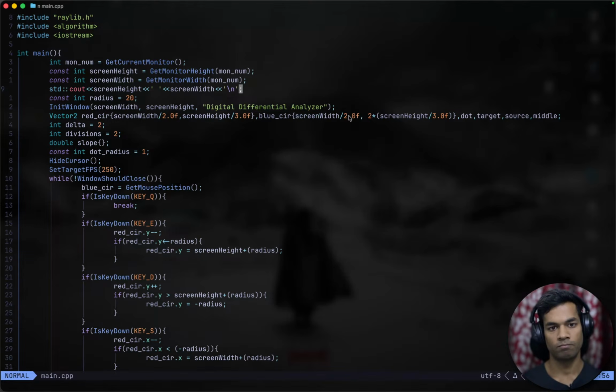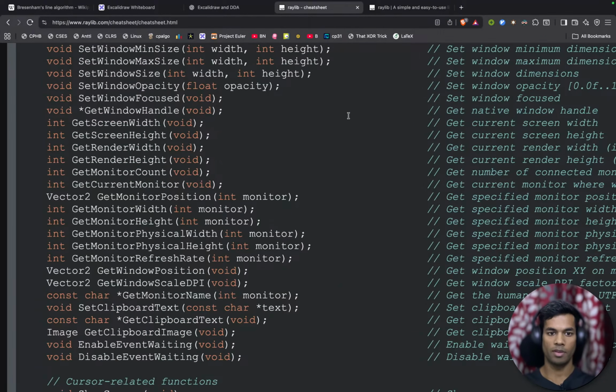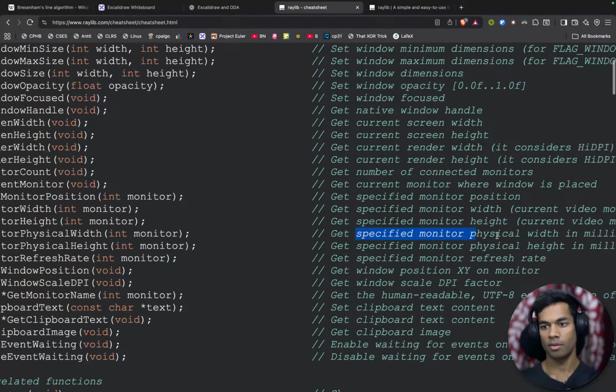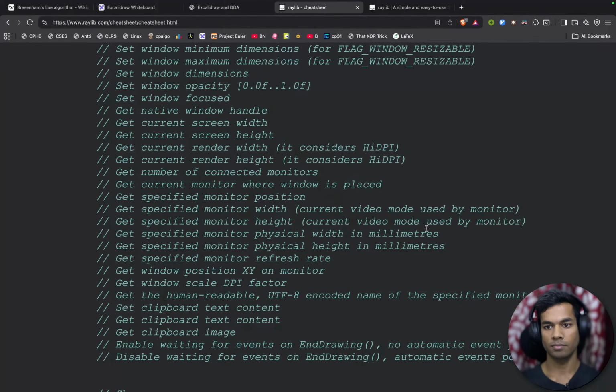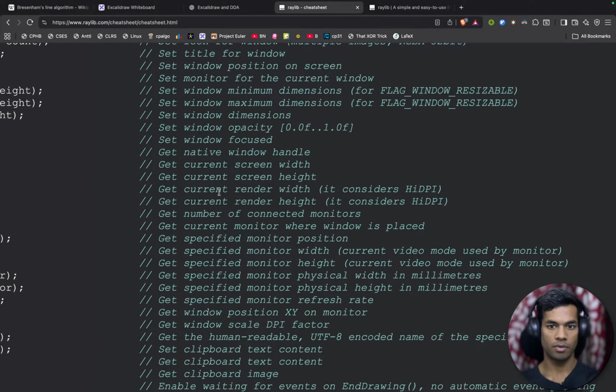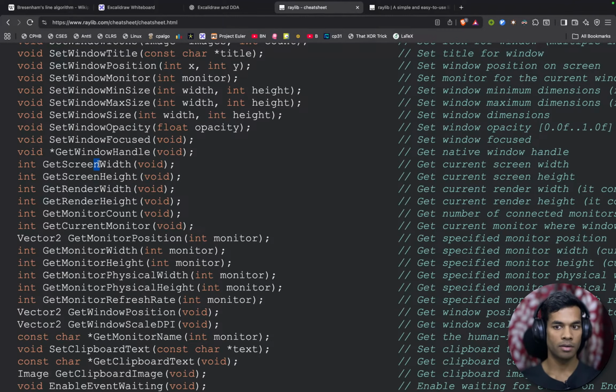Hmm. 0, 0, 0, 0. Physical height in inches. Why are we getting 0, 0? Render height. Screen. Get render height. Okay, ChatGPT.